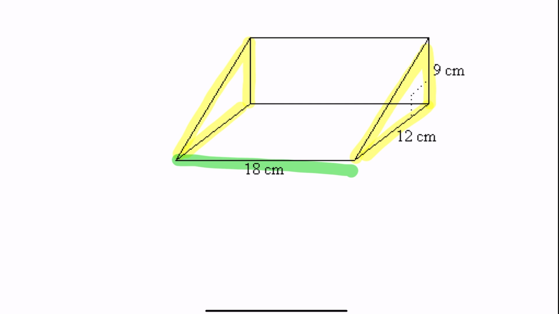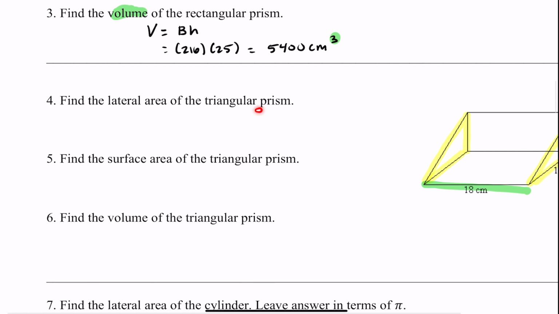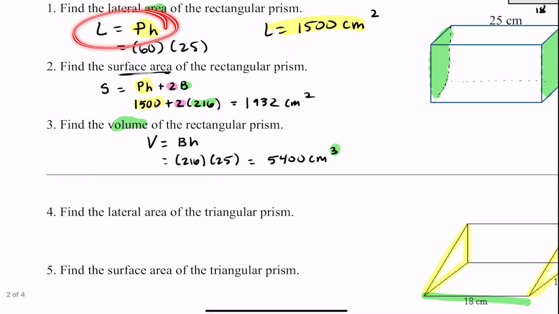No. All right, find the lateral area of the triangular prism. What did we say? That's the formula, right? So the lateral area is equal to the perimeter of the base multiplied by the height of the prism.